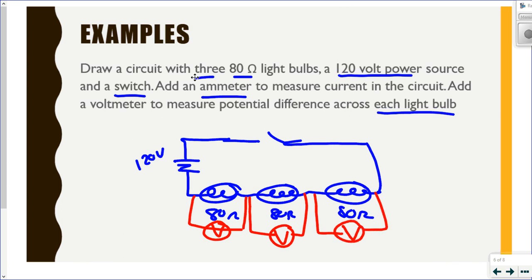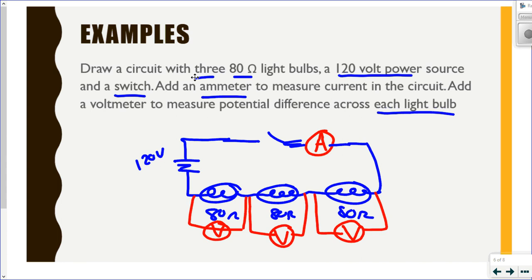Then if I want to use the ammeter to measure current at a specific point in the circuit, I've got to make a break in the circuit and add my ammeter right into the circuit so it is in series, and the current's going to flow right through it. That is a series circuit with the components you see here.